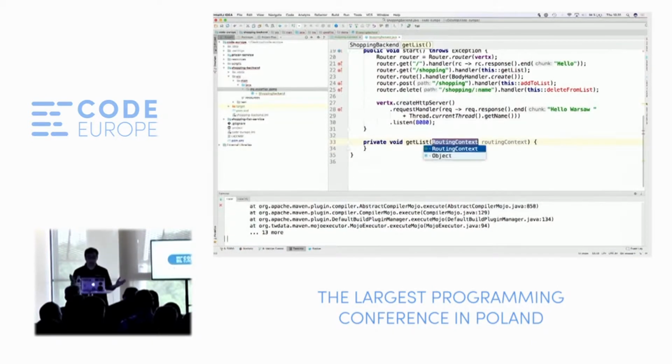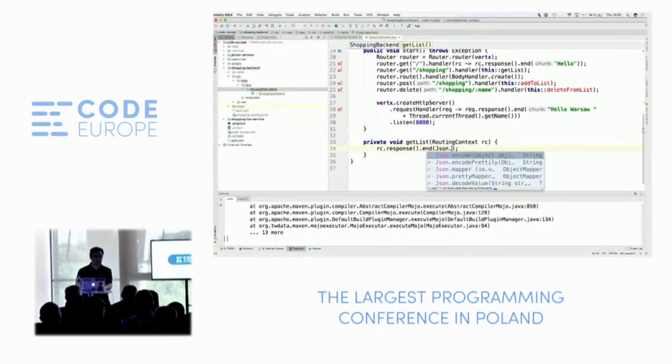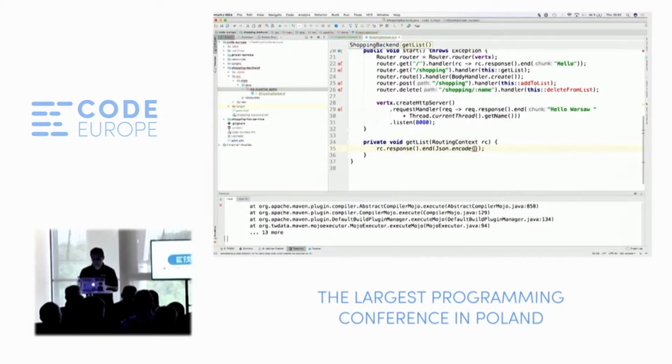So in my get list, I just want to return my list as JSON, because JSON is kind of the lingua franca in microservices. So I would just do get my response, do that, and we provide in Vert.x a very simple JSON utility that will encode my list. My list is encoded as JSON, and I'm going to return the list. Add to list is not going to be much more complicated.